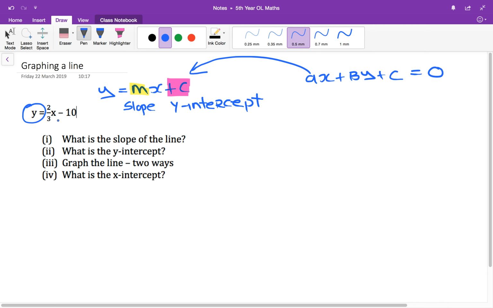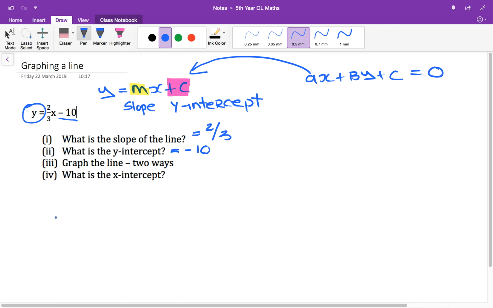So because it's already in the useful form, y equals mx plus c, we look at the line here. m is always in front of x, so right in front of x here we can see 2/3, so we know that the slope of this line is 2/3. So quite easy. Second question is, what's the y-intercept? I told you that the plus c part, which is the constant part, the bit that doesn't have an x or a y, that's your y-intercept, and again we can quickly see that that's minus 10.